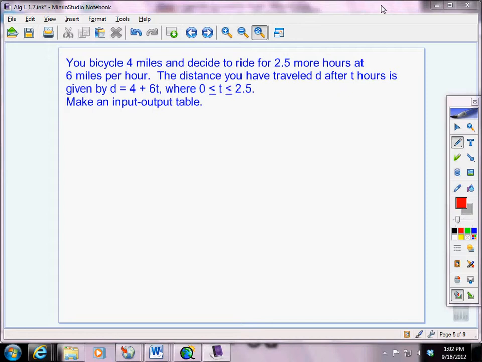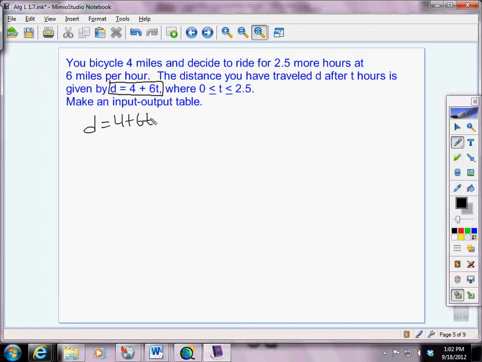Okay, if we are given here our function, d equals 4 plus 6 times t. The distance you have traveled is d, so this is how far we've traveled, and t represents the number of hours. So what we want to do is make an input-output table given this domain.